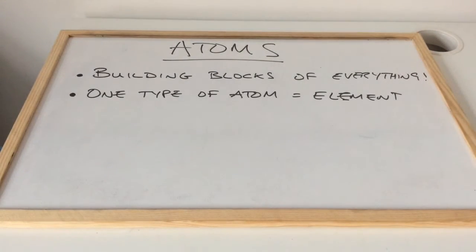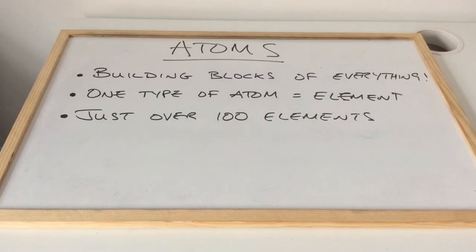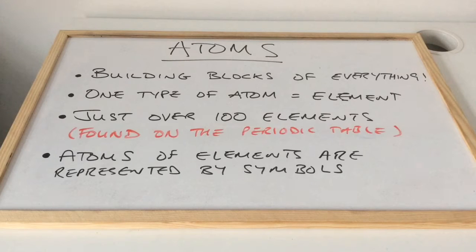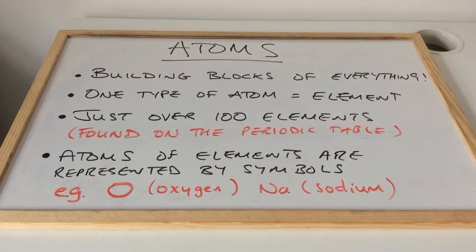The next thing we need to say is that if a substance is made from only one type of atom, it's called an element. There are just over 100 elements, and these can all be found on the periodic table. And the final piece of information in this opening section: atoms of elements are represented by symbols. For example, the symbol O, that's a capital O, represents atoms of oxygen, and the symbol Na, that's capital N, lowercase a, represents the atoms of sodium.